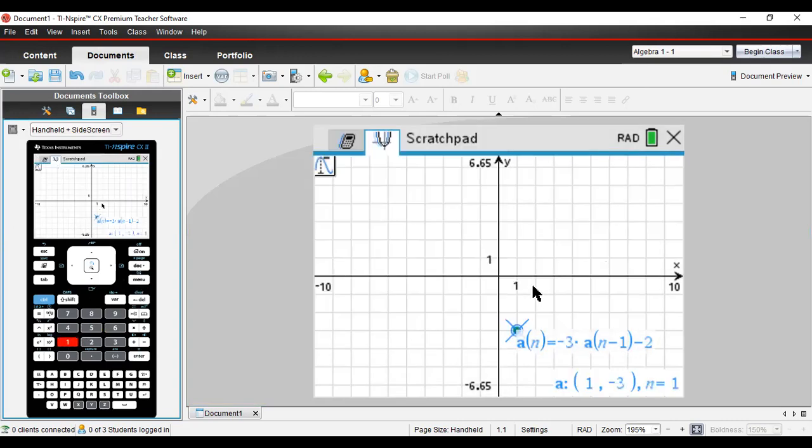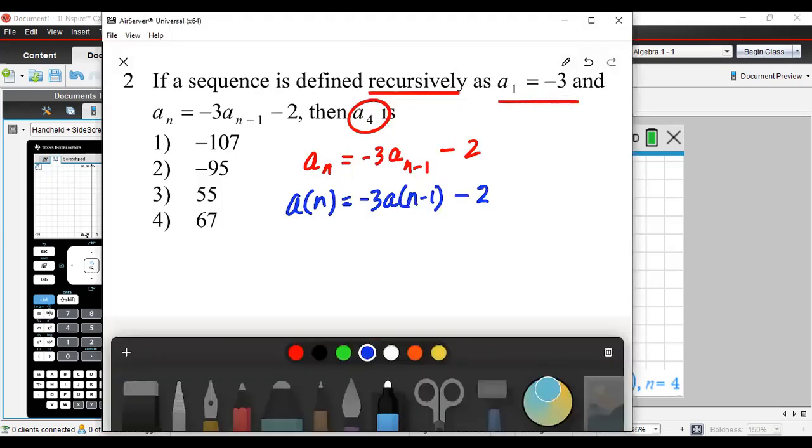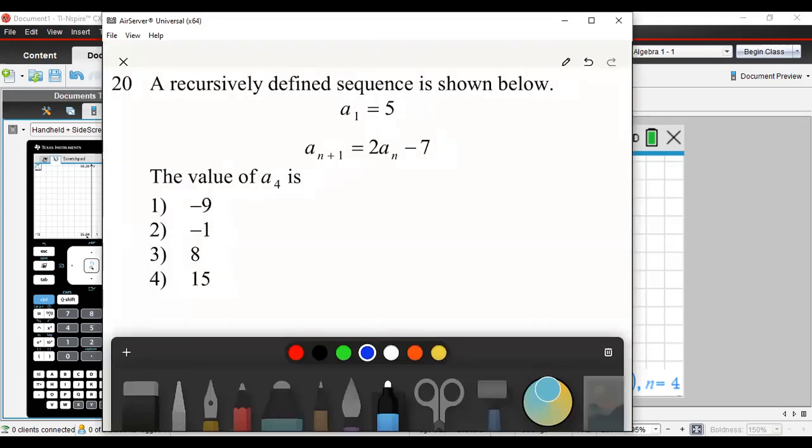We're looking for the fourth term. So all I have to do once I press menu 5, 1 is put in the fourth term, press enter, and it takes me to that value. The fourth term is 67. Now, if I go back, I can circle 67. We're done. Okay, let's try another one.